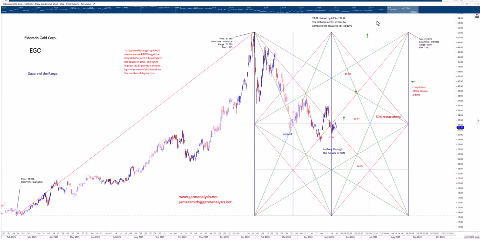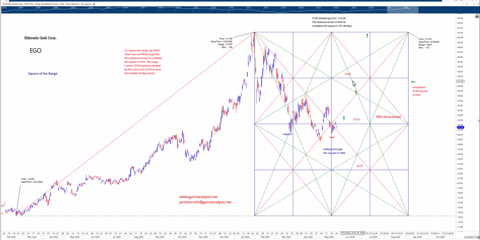But I'm also saying that I think this was a low halfway through the square in time. And I won't necessarily buy it. If it closes above 32.22 next week on a weekly closing basis, hey, maybe I'm going to get long. Actually, I don't own this stock. I may not buy it. I'm just showing you a tutorial to explain how the Gann theory works.